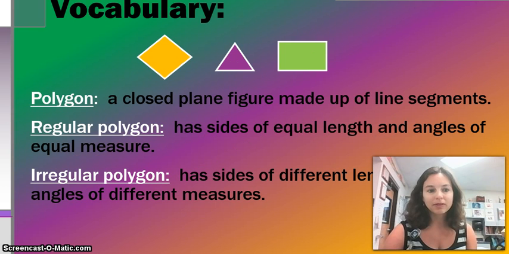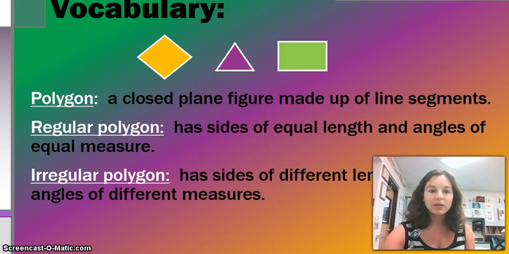Here we have some vocabulary. We have polygon, a closed plane figure made up of line segments. One thing I want you to know about a polygon: in order to be classified as a polygon, the shape has to have all straight sides and it has to be closed. There's no openings in it. A regular polygon has sides of equal length and angles of equal measure. So a regular polygon has all equal sides and all equal angles.